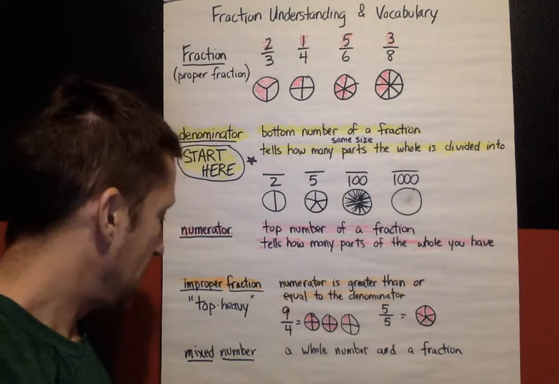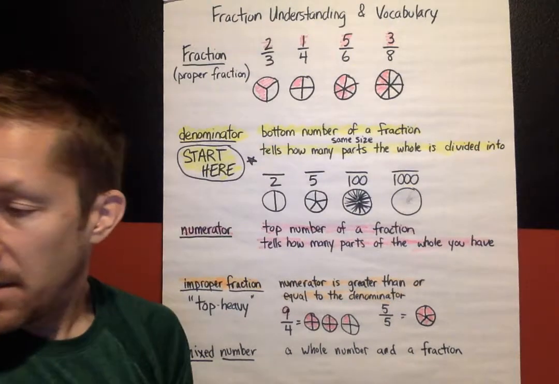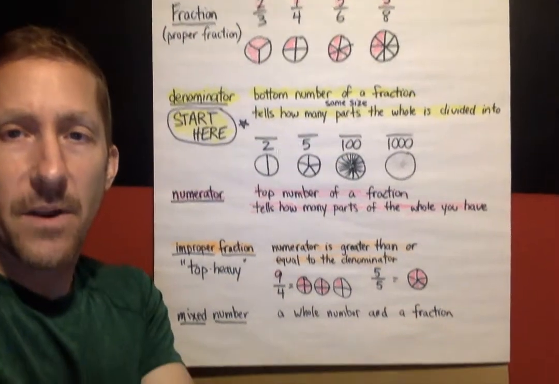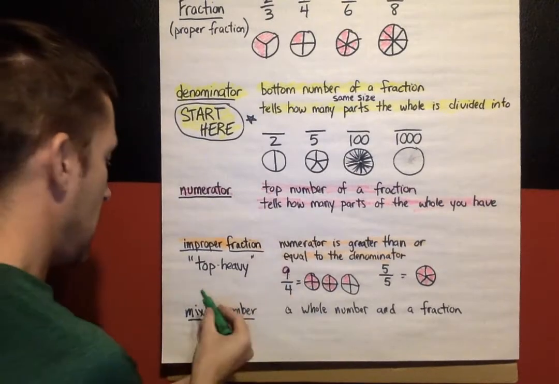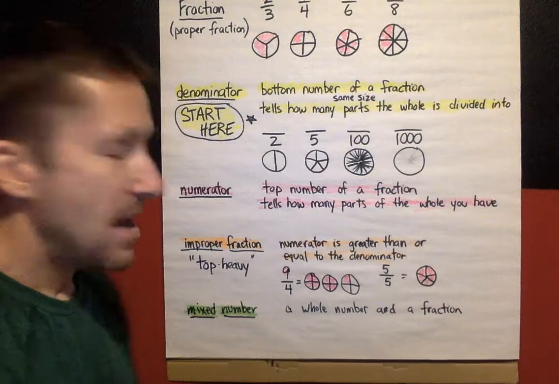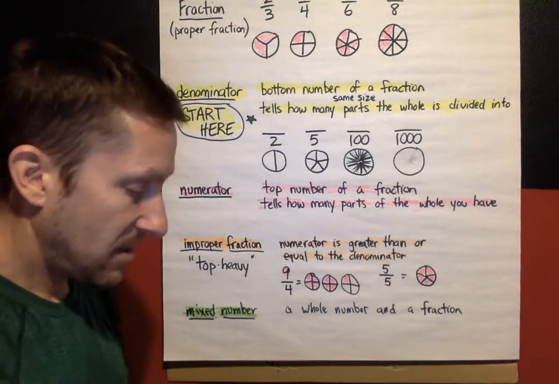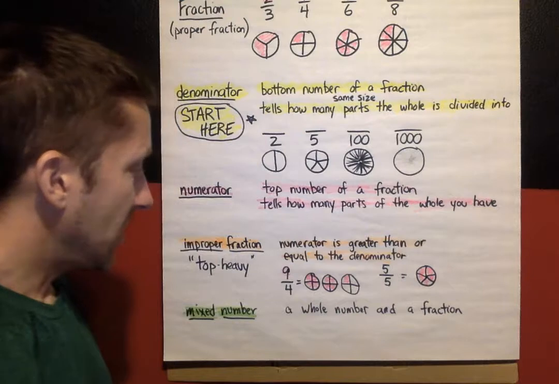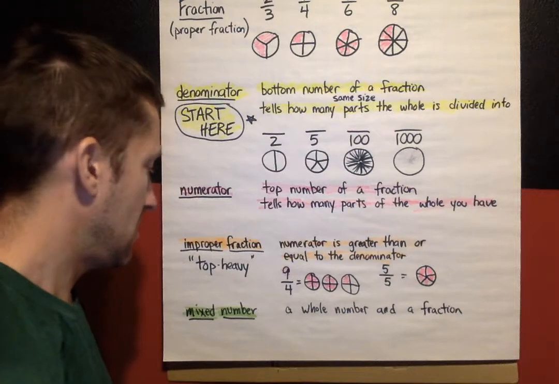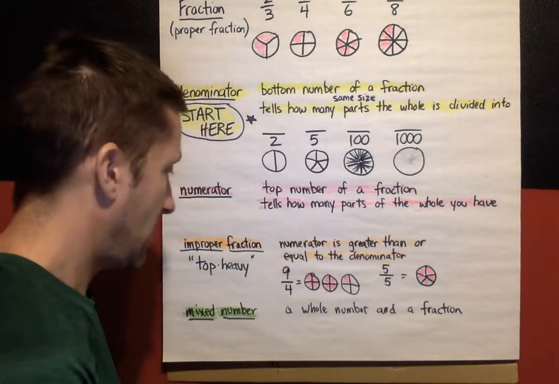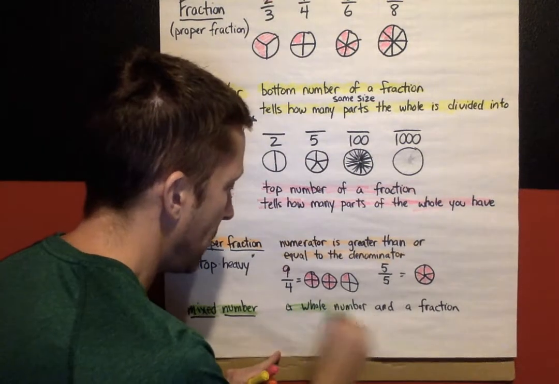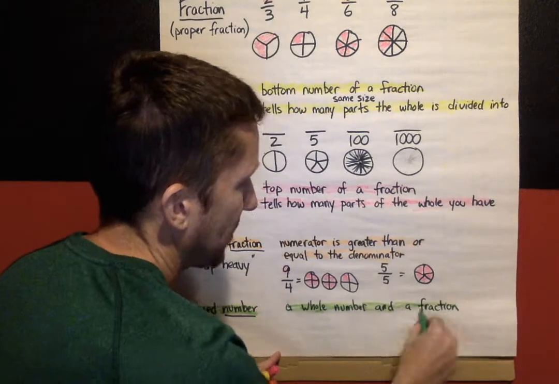Okay, the last thing that we're going to talk about is a mixed number. Let's get the camera aimed down a little bit. A mixed number is when you have a whole number and a fraction together. I want the green. Okay, so a mixed number is a whole number and a fraction.